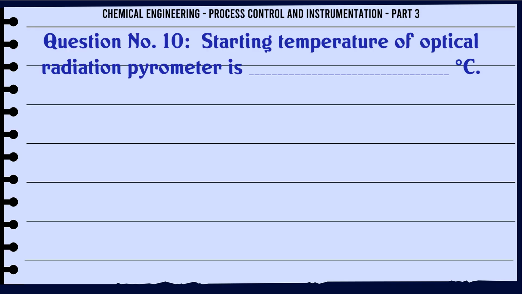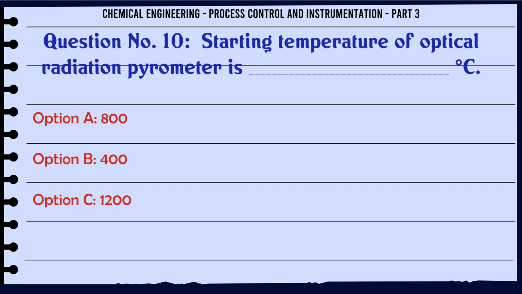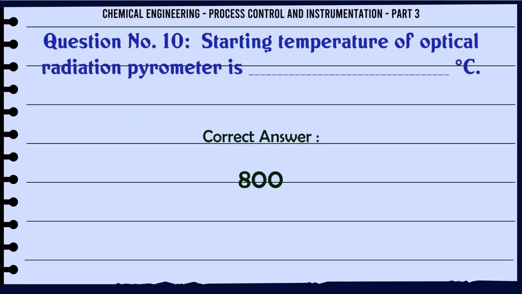Starting temperature of optical radiation pyrometer is: A. 800, B. 400, C. 1200, D. 1500. The correct answer is 800.